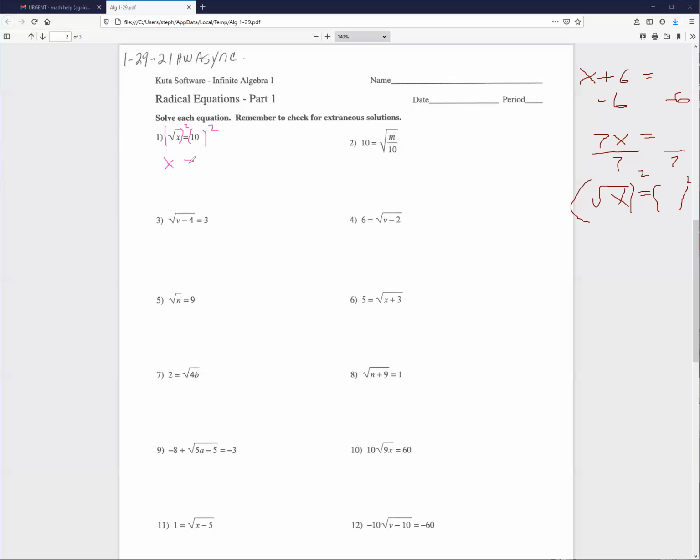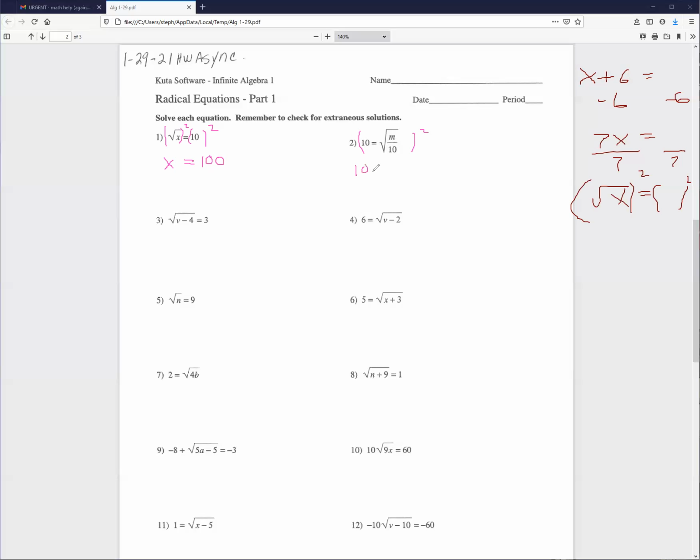X equals 10 squared. What's 10 squared? X equals 100. Now check it. Put 100 in right here. Square root of 100 is 10. Okay, seems to work.